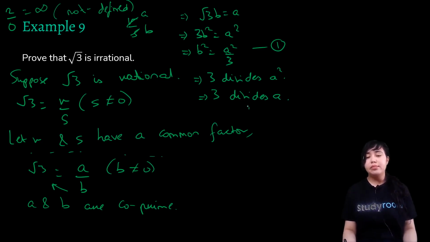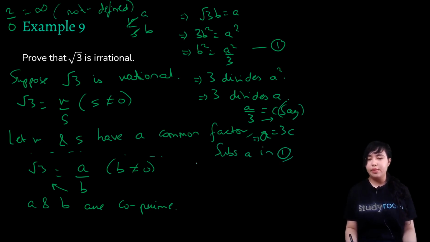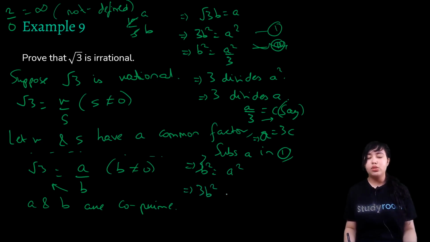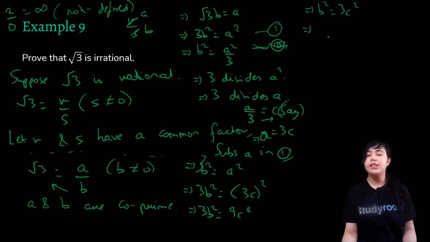So if 3 divides a, it means a by 3 is possible, and let's say it's equal to c. Now a can be written as 3c. Now you substitute a in equation number 1. Sorry, so 3b square is equal to a square. So 3b square is equal to 3c whole square. So 3b square is equal to 9c square. This 3 gets cancelled and you will get b square is equal to 3c square. Again, you can bring this 3 over here.